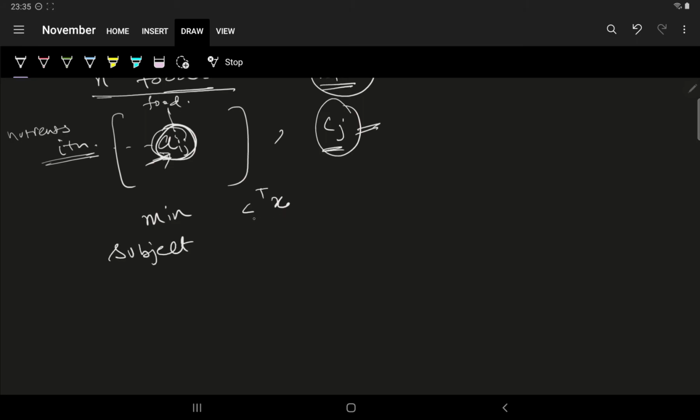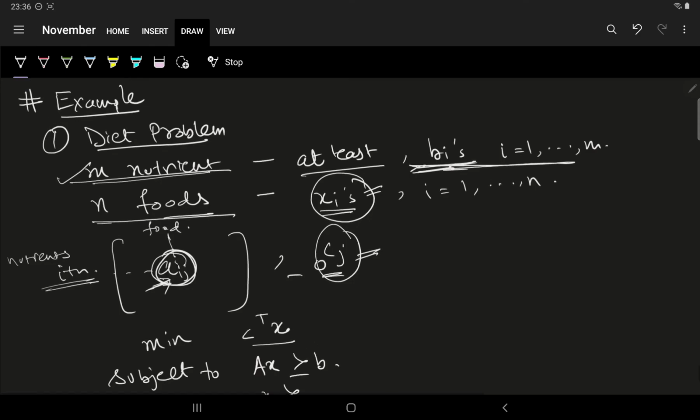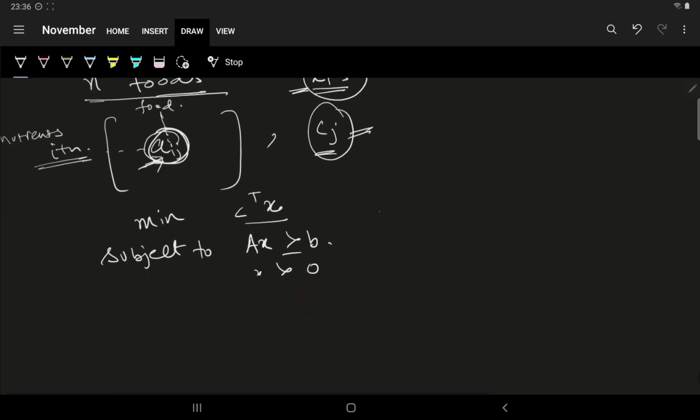So we need to minimize c transpose x subject to Ax greater than or equal to b, and x is non-negative. Of course, x, the quantities of food, will be non-negative.